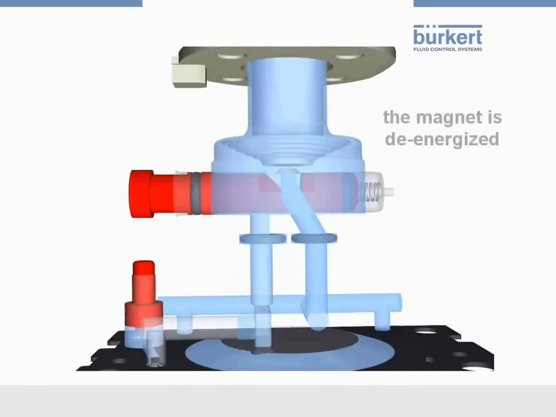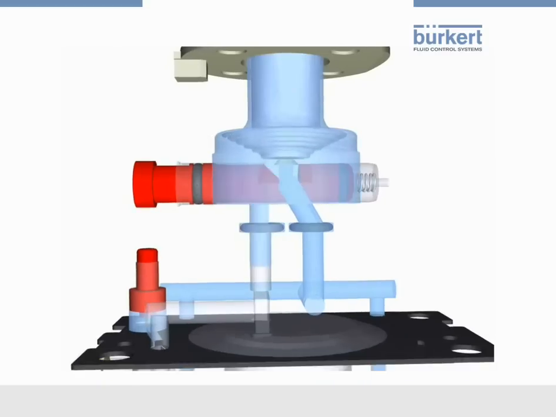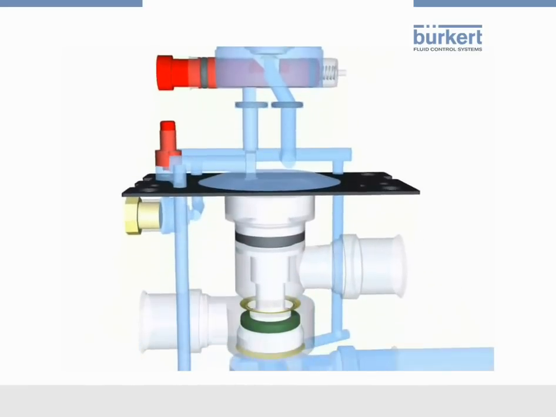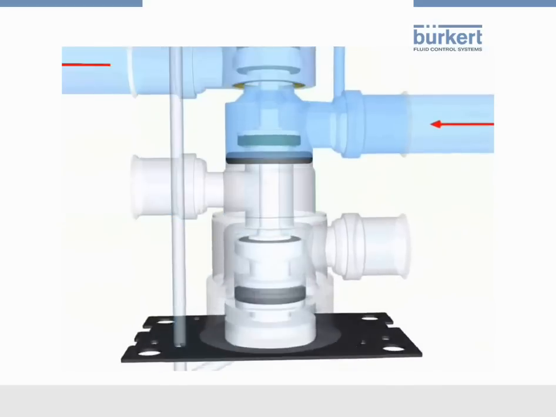If the magnet is de-energized, the power of the spring causes the plunger to go back to its original position. Therefore, port 1 is again connected to port 2 and, respectively, port 4 to port 5.